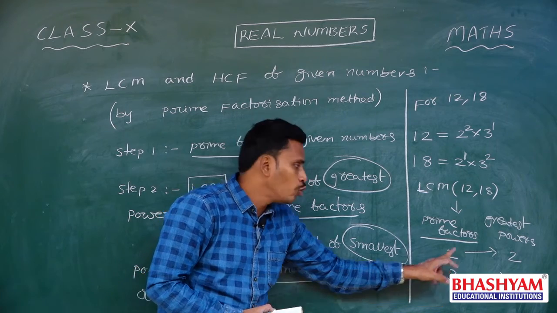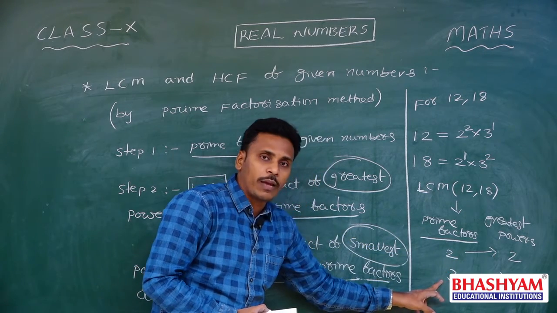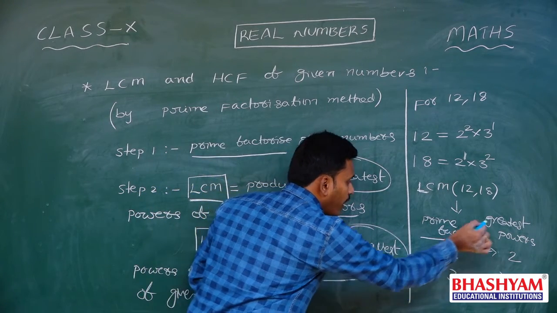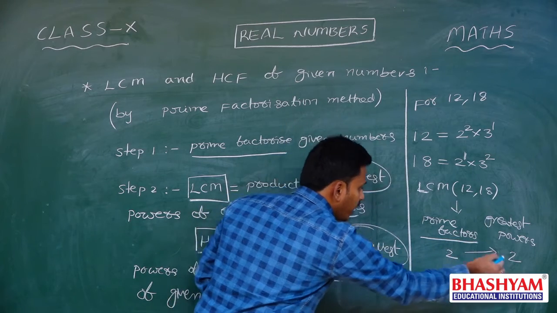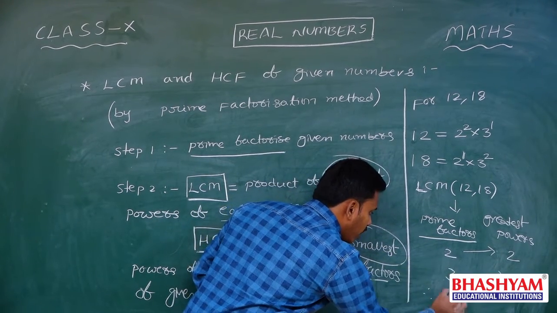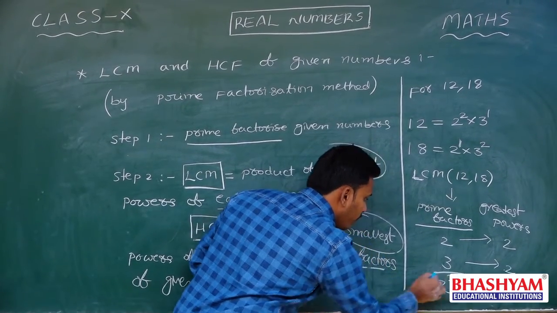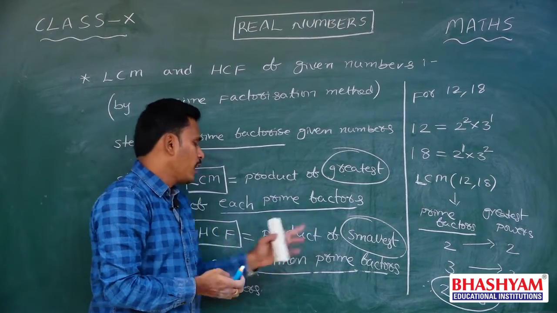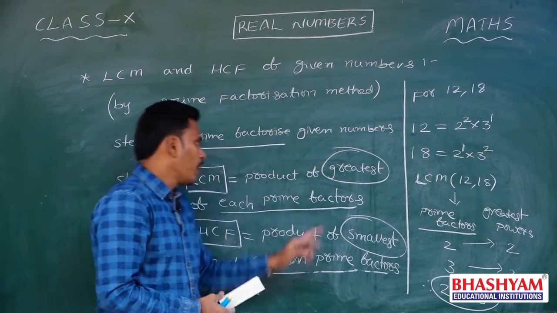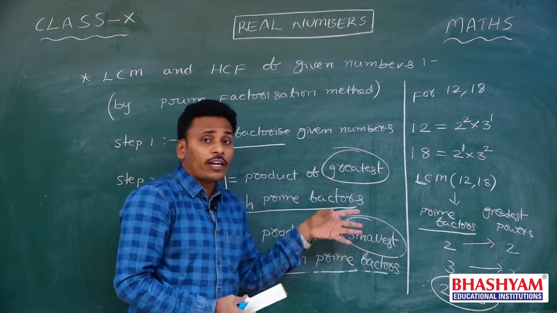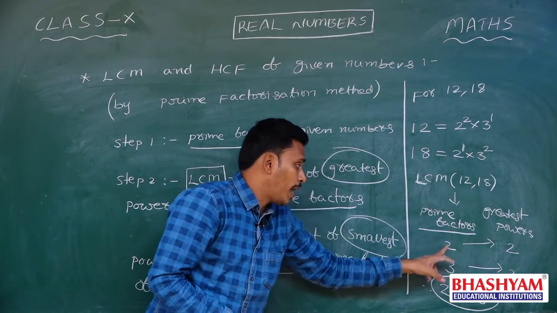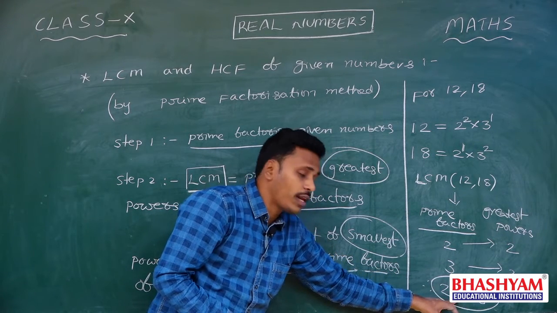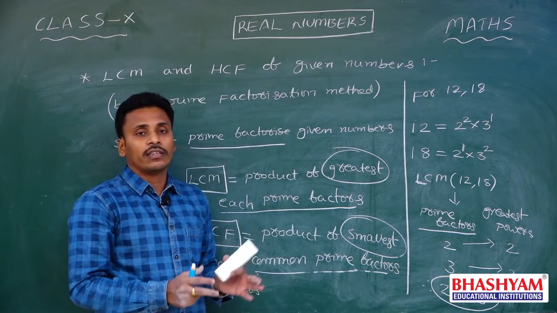So the involved prime numbers are 2 and 3. For the prime number 2, the greatest power is 2, and for the prime number 3, the greatest power is 2. Therefore, we write it as 2 square into 3 square. We multiply the product of the greatest powers of each prime factor: prime factors 2, 3, greatest powers 2, 2. So 2 square into 3 square is the LCM, which is 4 nines, that is 36.